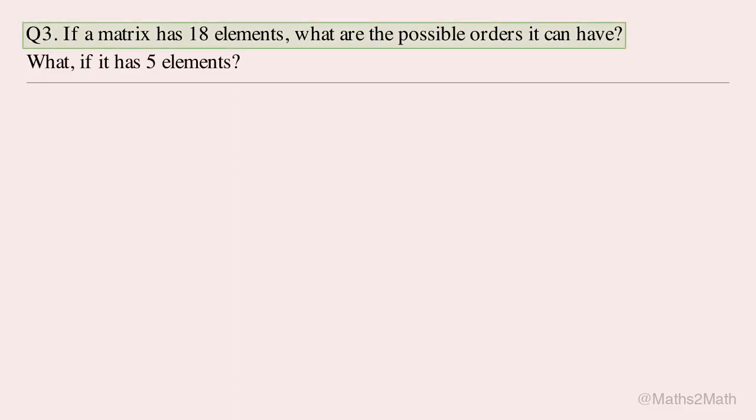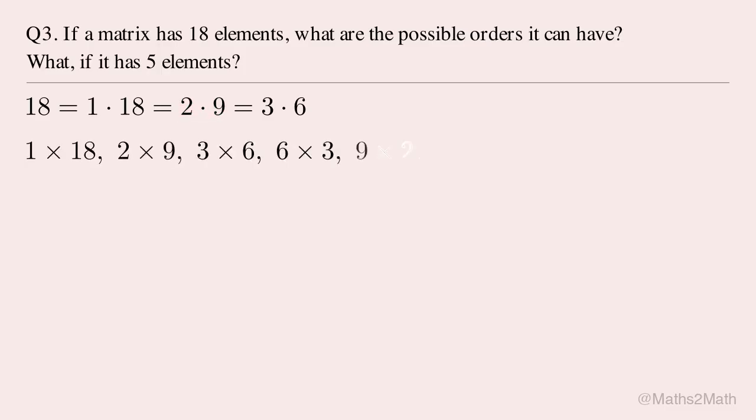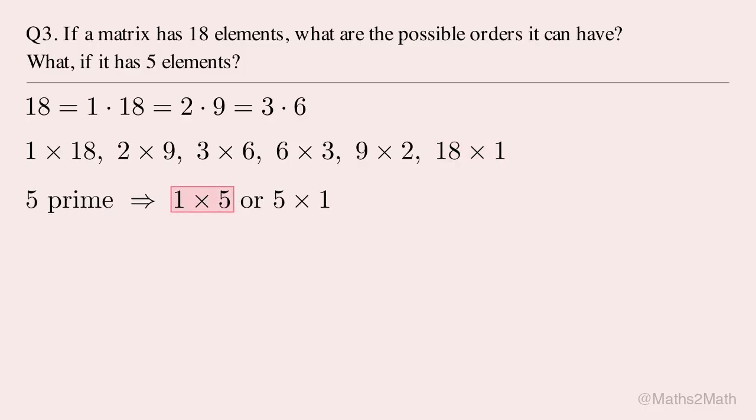Question 3. The same game with 18 elements, and with 5, another prime. The factor pairs of 18: 1 and 18, 2 and 9, 3 and 6. Both arrangements of each pair give 6 possible orders. And 5, being prime, allows only a single row or a single column.